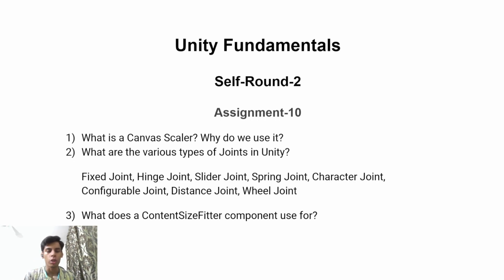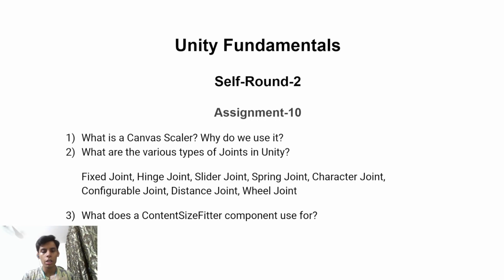Second is hinge joint. So hinge joint allows rotation around a single axis, simulating the movement of a door. They have a limited range of motion. Third is a slider joint. So slider joint restricts the movement of two objects along the single axis, allowing linear movement back and forth, like a door.